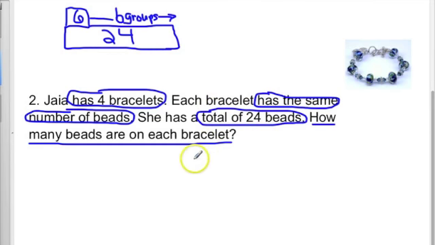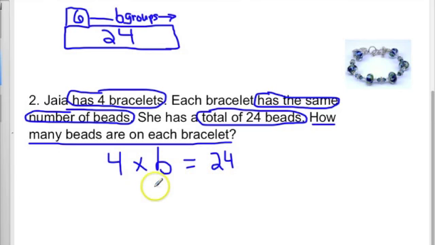Now, I am going to recognize that this time I am looking for the number in each group. I don't know the number in each group, but what I do know is that the total number of bracelets she has is 4. That's how many bracelets she has. 4 bracelets times a number of beads on each bracelet. Okay, the same number of beads on each bracelet equals 24, which is our total number.